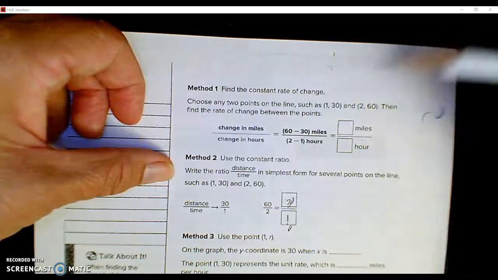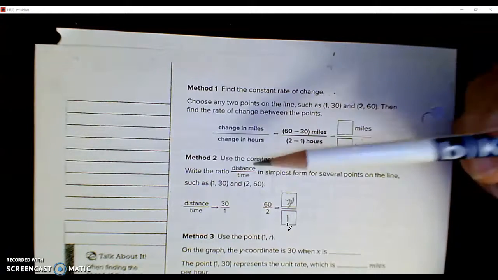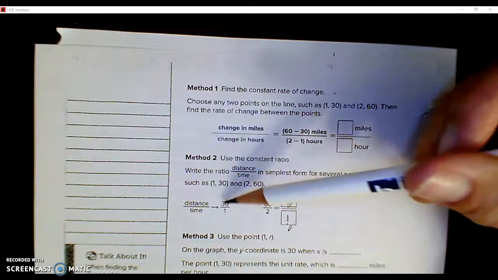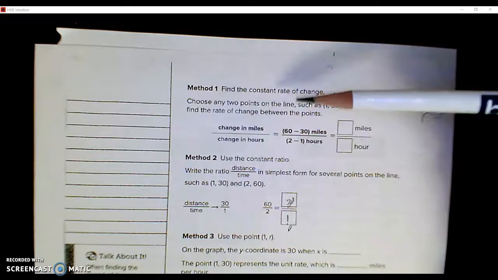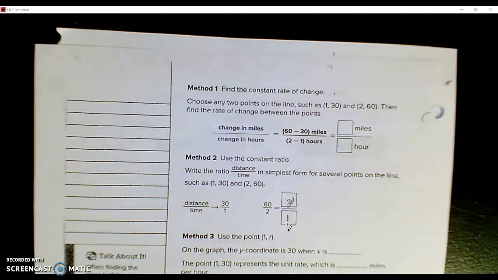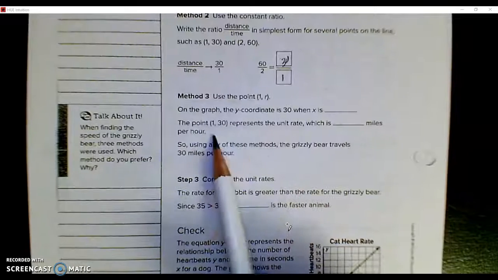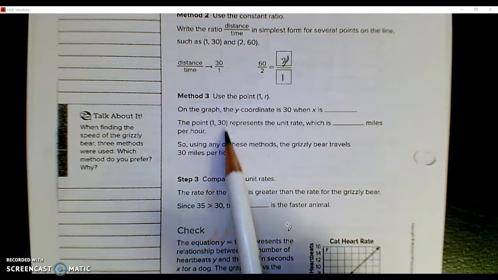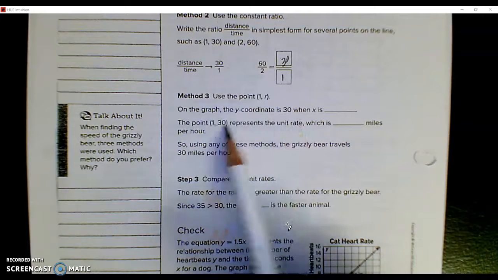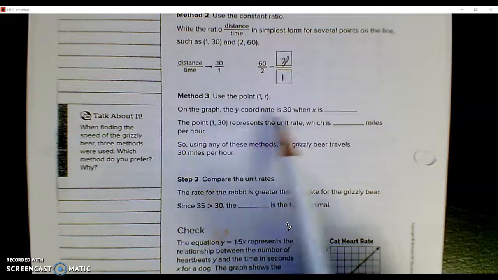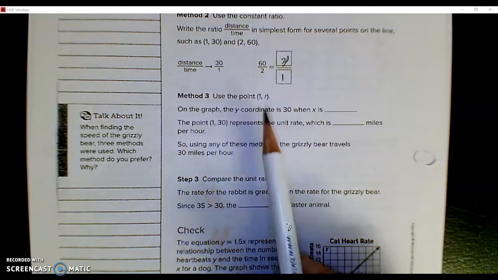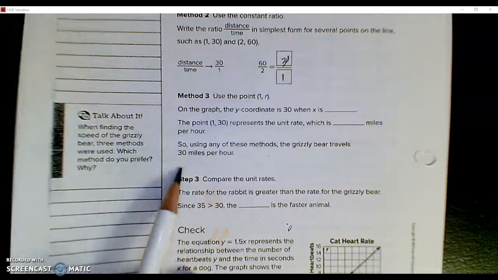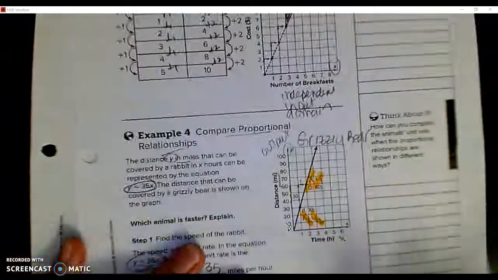Okay? So we were able to catch them up, and we're able to do the subtraction. So if I'm looking at the use of the point, what's the use of 0.1r on the graph? What does that mean? On the graph, when x is 1, the y-coordinate is 30. So I go back here, the y-coordinate is 30.